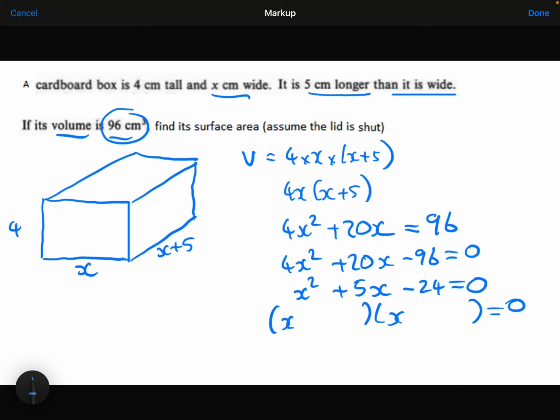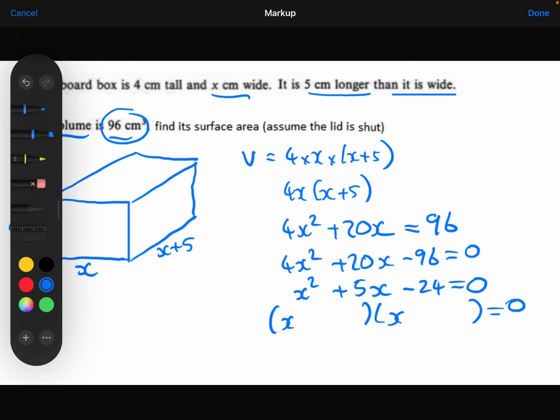So I need two numbers that multiply to make the minus 24, and they're going to add up to make the 5, which is going to be a positive 8 and a minus 3, I think, because the 8 times the minus 3 is minus 24, and the 8 plus the minus 3 is 5. So we get two solutions to this quadratic equation. Either x is minus 8 or x is 3.